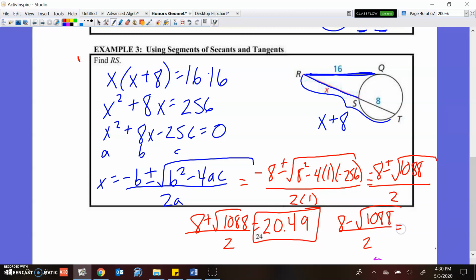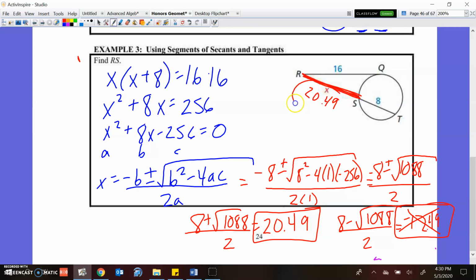For the second one, whenever I go to do negative 8 minus it, I end up getting a negative number. But I'm still going to write it down just for right now. It's negative 12.49. Okay. All right. So looking at my answers, I can't have this be a negative length. So this one's out, and that means my value of x, I can round that. Let's erase all that. I can round this and say that it's 20.49. So when they want the entire length of RS, that's my answer. I don't add anything else to it. RS is going to be 20.49.